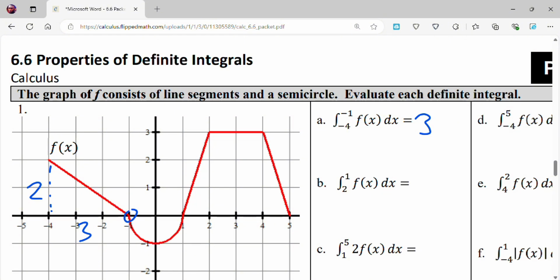And so we're going to have to use one of the properties to get the 1 to go in the lower limit and the 2 to go in the upper limit. So to do that, we would just put a negative, and then now we can fix our limits. So the area of 1 to 2 is right here. So 1/2 times base times height. So our base is 1, our height is 3. So 1/2 times 3 times 1 is going to be 3 over 2. But remember, we have a negative since we switched our limits.